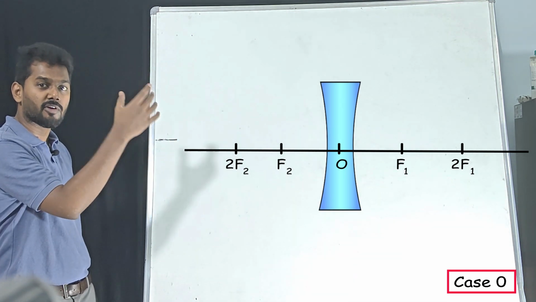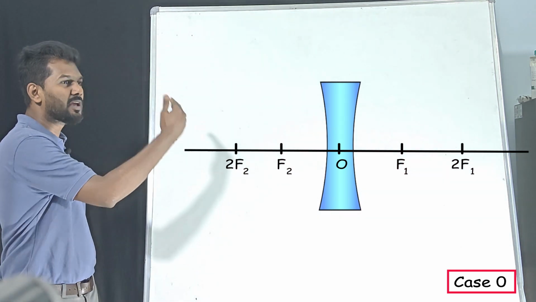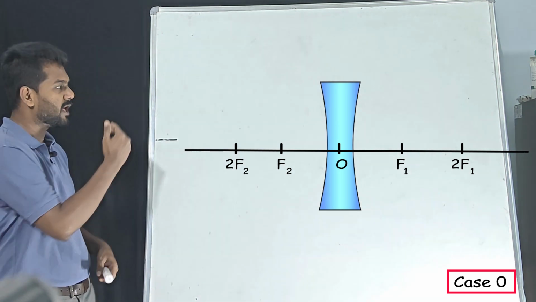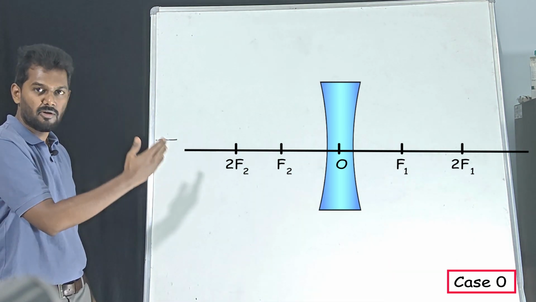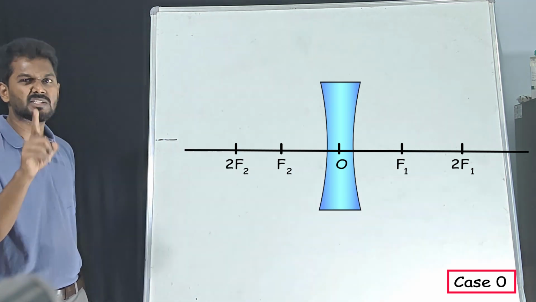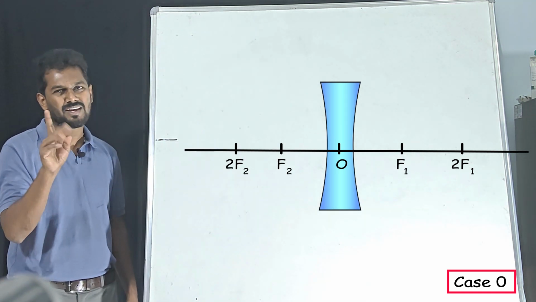On the right side, for a convex lens we had f2, 2f2, but when it comes to concave lens, everything is opposite. On the left side we have f2, 2f2, on the right side we have f1, 2f1. This is very much important when you are drawing the ray diagram.